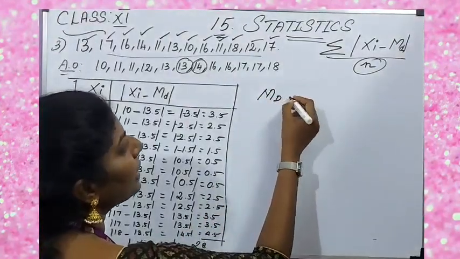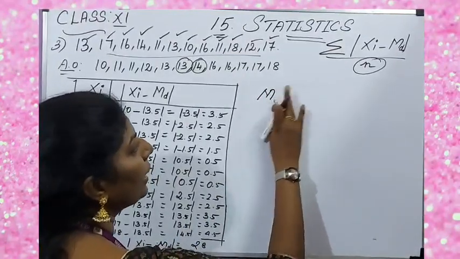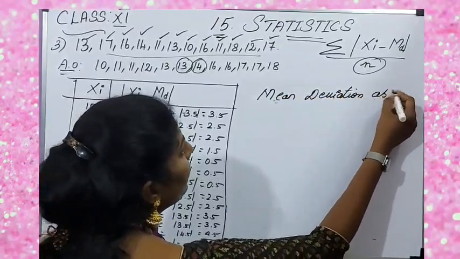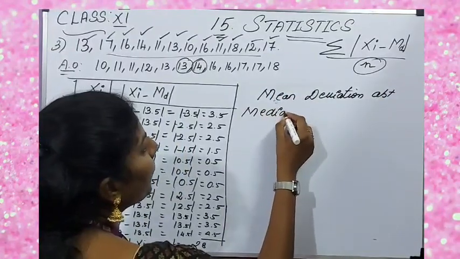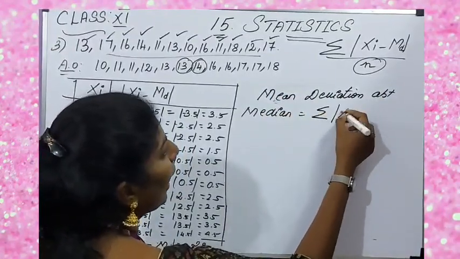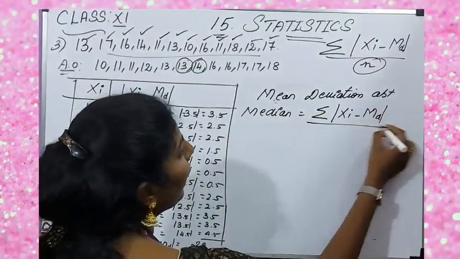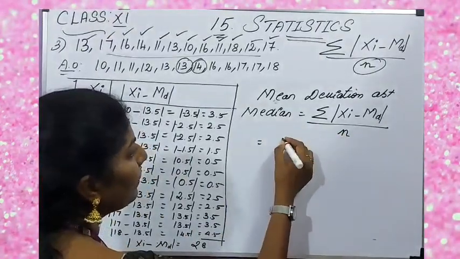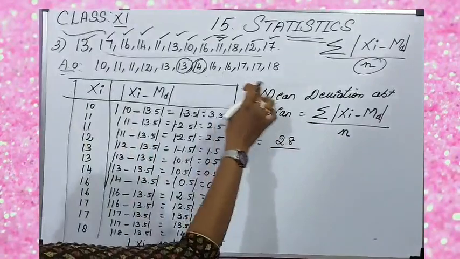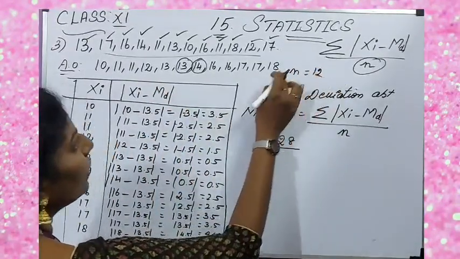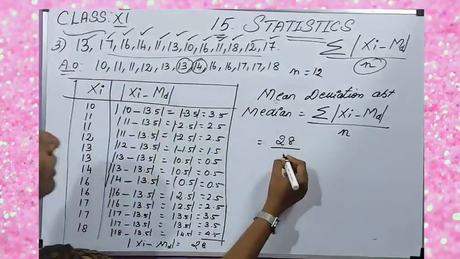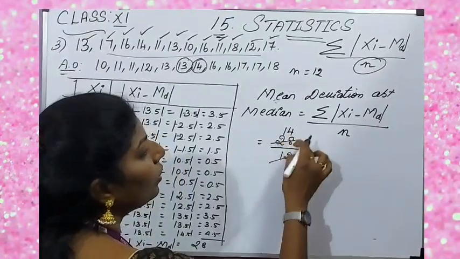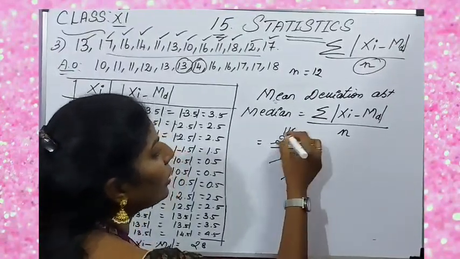So MD, the mean deviation about the median, is equal to summation of modulus of xi minus M, divided by n. So what is my summation? Modulus of xi minus M is 28, divided by n, which is 12. 2, 4, 6, 8, 10, 12. Now two sixes are 12, two 14s are 28, two 1s are 2, two 4s are 8, again two 3s are 6, two 7s are 14.